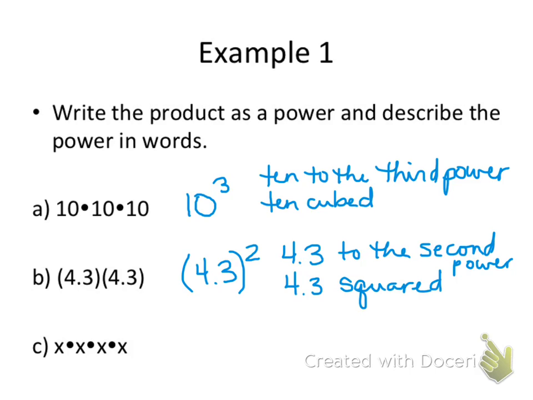So when we look at C, I see a factor repeated 4 times. The factor is the variable x. So I have to write it as a power, so I use the variable x and my exponent of 4. And when I put it into words, I'll say x to the fourth power.